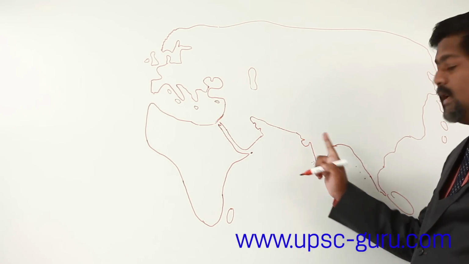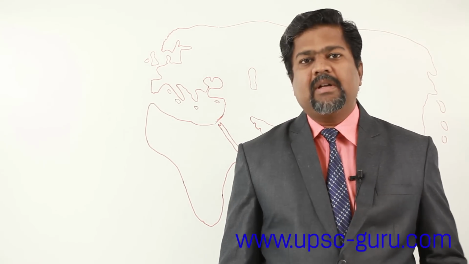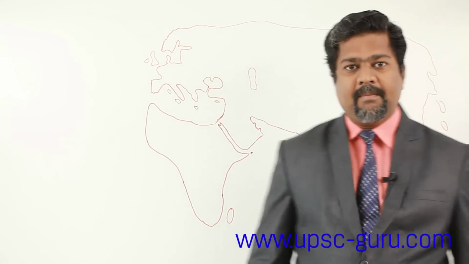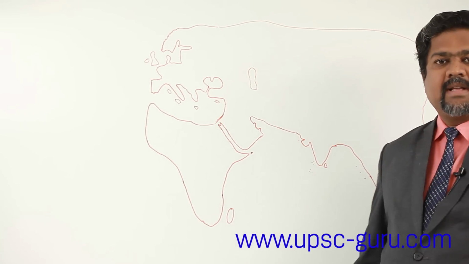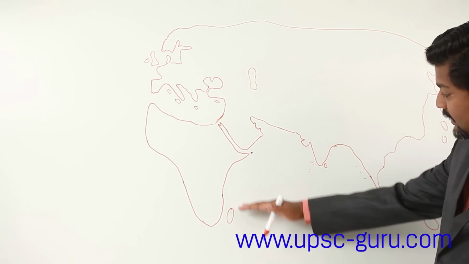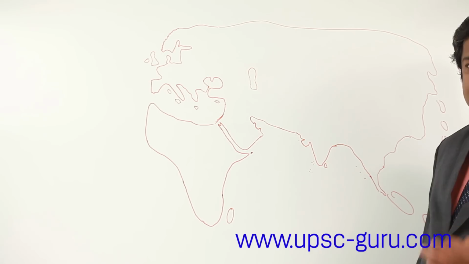This is called Gulf of Khambat. Actually, the name of this is Khambat, but in English we are pronouncing it as Kambai. So, Gulf of Kambai or Gulf of Khambat. Here also the Gulf is there. This is called Gulf of Kutch. Then this portion, this is Indian Ocean.